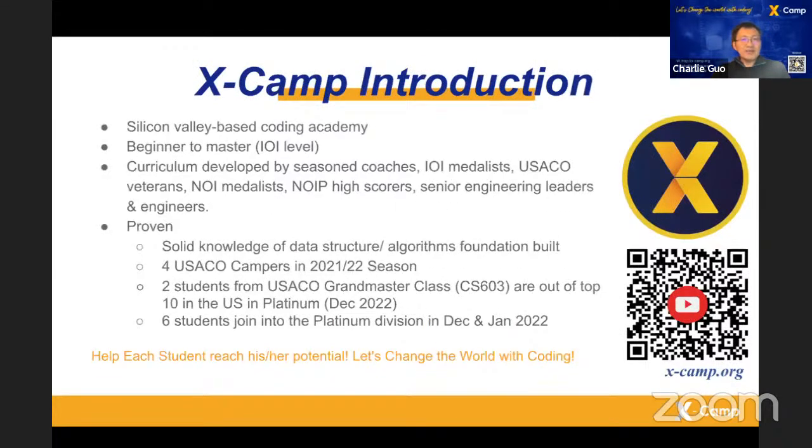XCamp is a Silicon Valley-based coding academy. We have classes from beginner to master and to IOI level. Our curriculum was developed by seasoned coaches, including IOI medalists, USACO veterans, etc. We have proven records. We provide solid knowledge on data structures and algorithms for the students. We had 4 USACO campers in the last season. For this season, we have 2 students who joined the top 10 in the Platinum division.